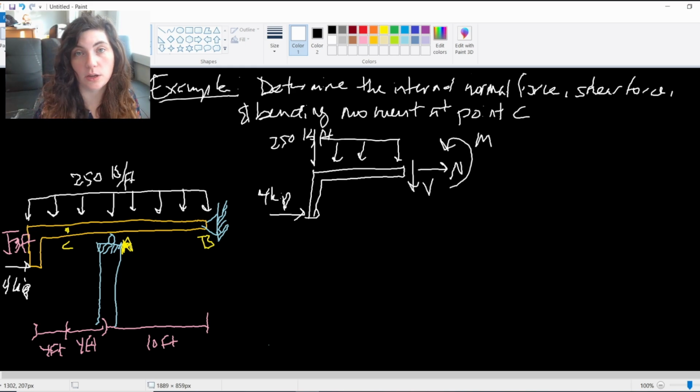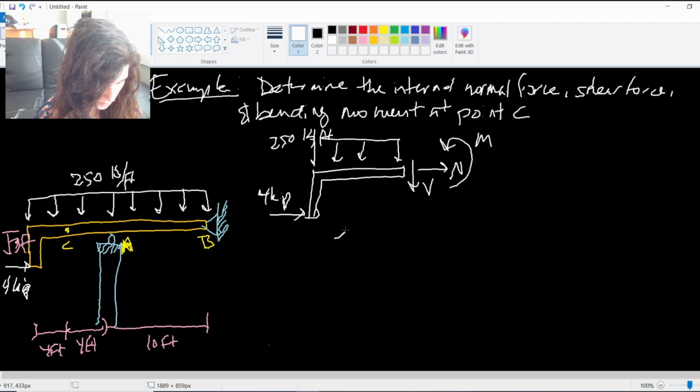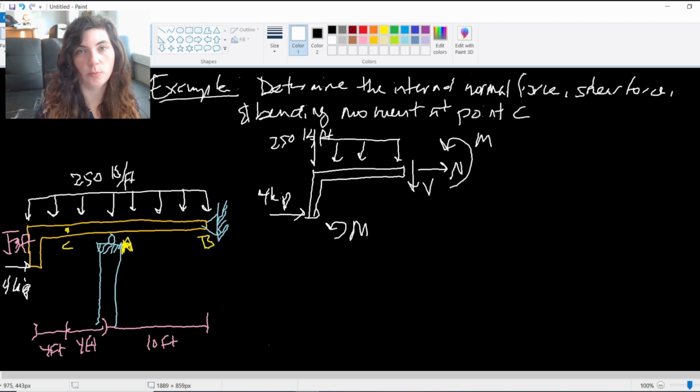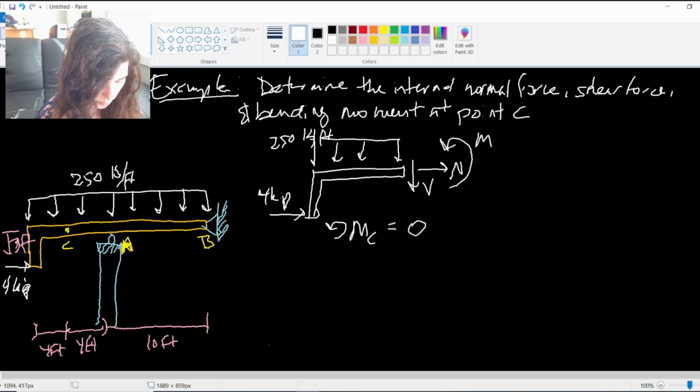Again, I'll apply my 3 equilibrium equations: my moment, my force in X, and force in Y. I'll start with the moment, which is just my preference, and I'm going to take the moment about point C so that I don't have to include the shear force or the normal force. So about point C, which is right here, I'm going to have the internal moment.